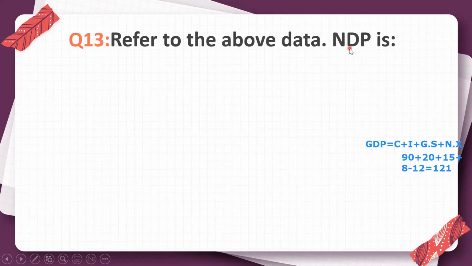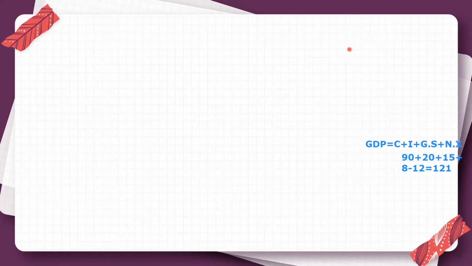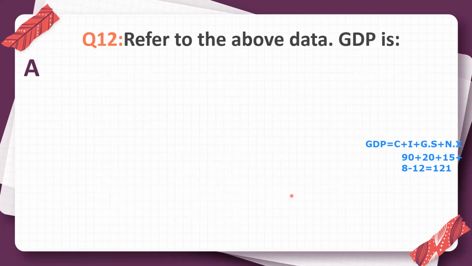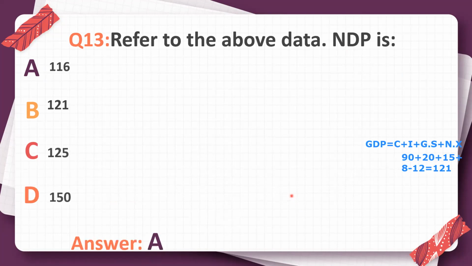When we calculate the net domestic product, we use another component. Back to the data, consumption of fixed capital is another meaning of depreciation. If some capital is consumed, we exclude it from the gross domestic product and we get the net domestic product. So 121 minus 5 will equal 116.